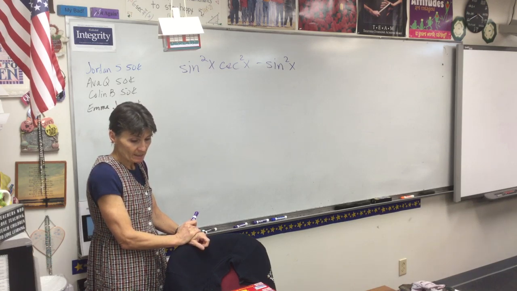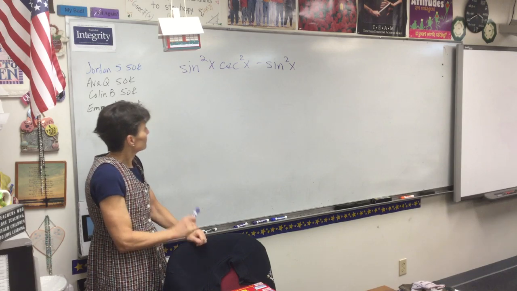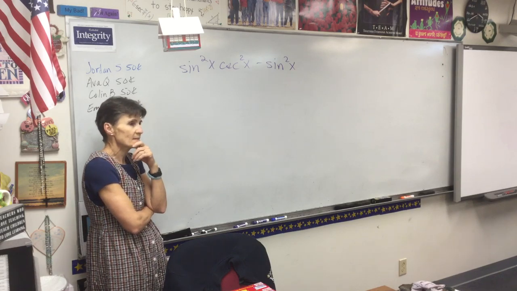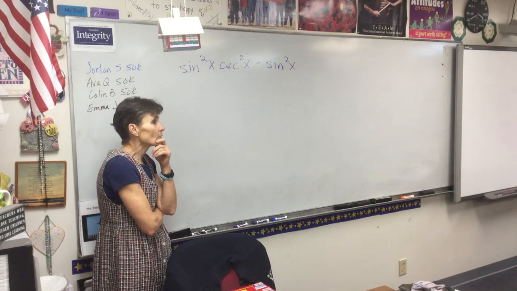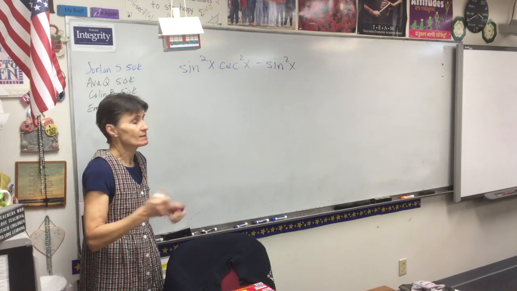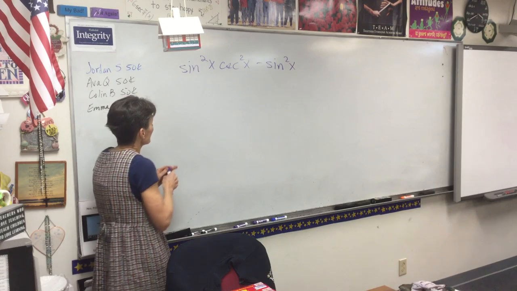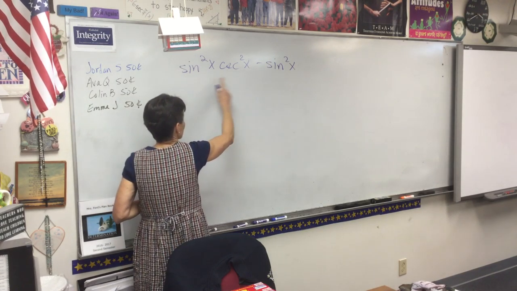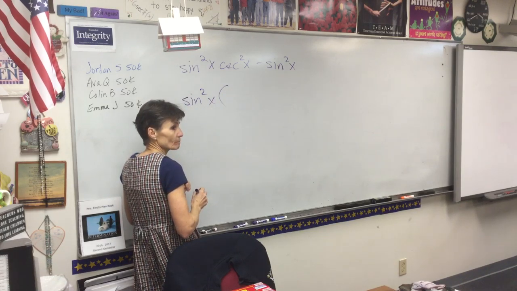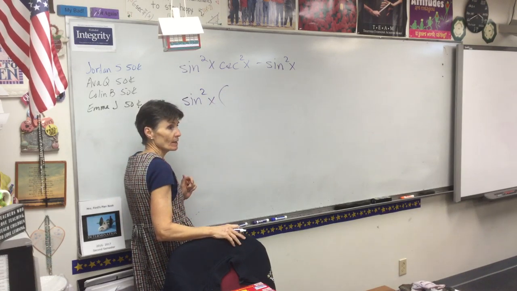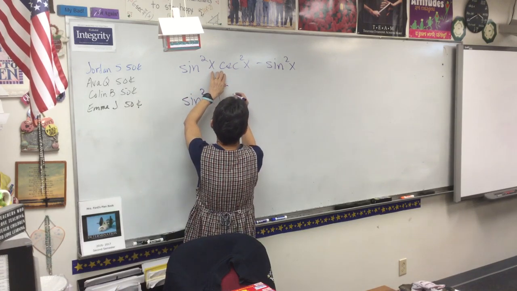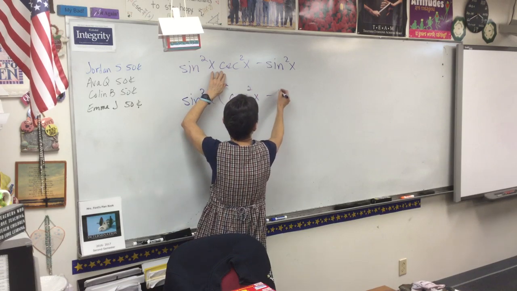All right, so 15. I see two different ways to start this problem. Does anybody see something to do? Can you take sine? Yeah, so one way, Olivia says, one way to approach this is to notice that we have a GCF. We have a greatest common factor. We could pull a sine squared out. Correct? And if we did pull a sine squared out, what would we have left? Cosecant squared minus 1.